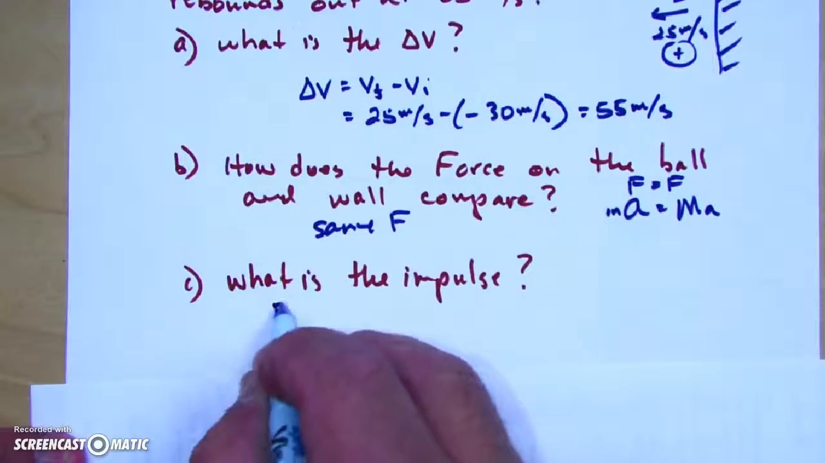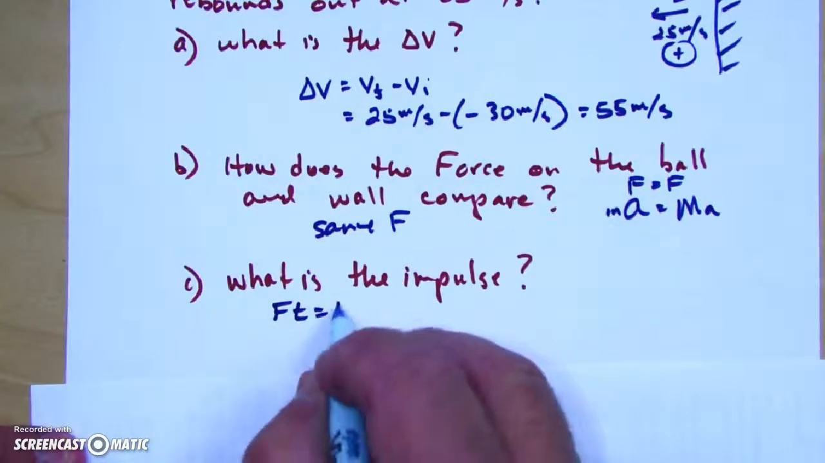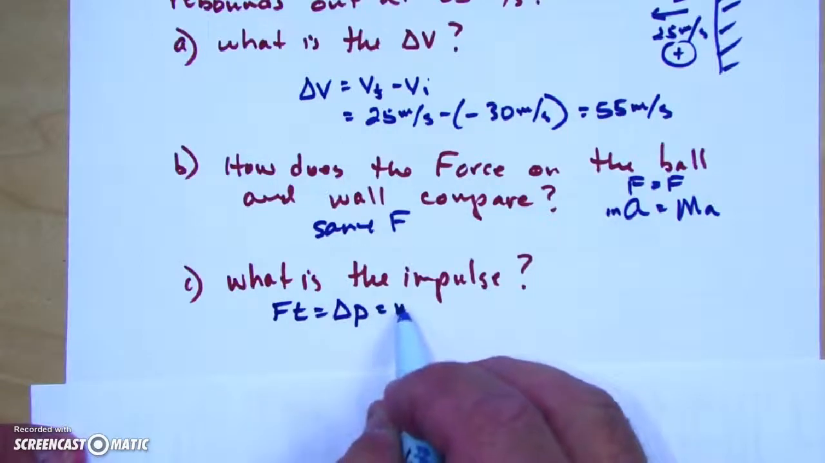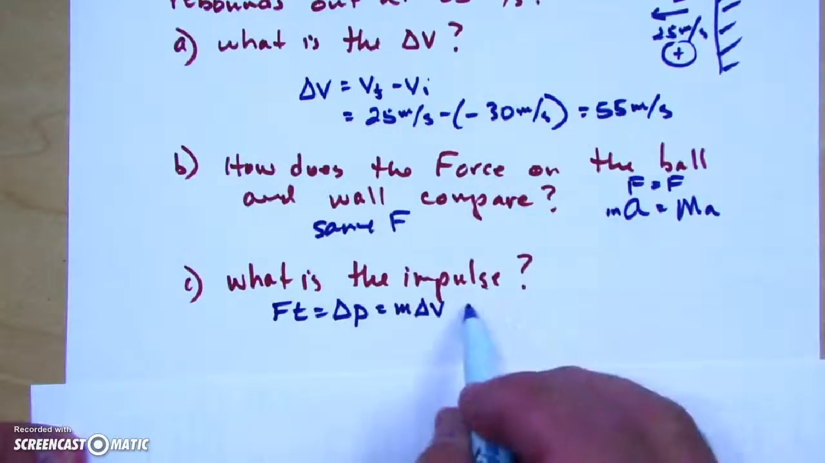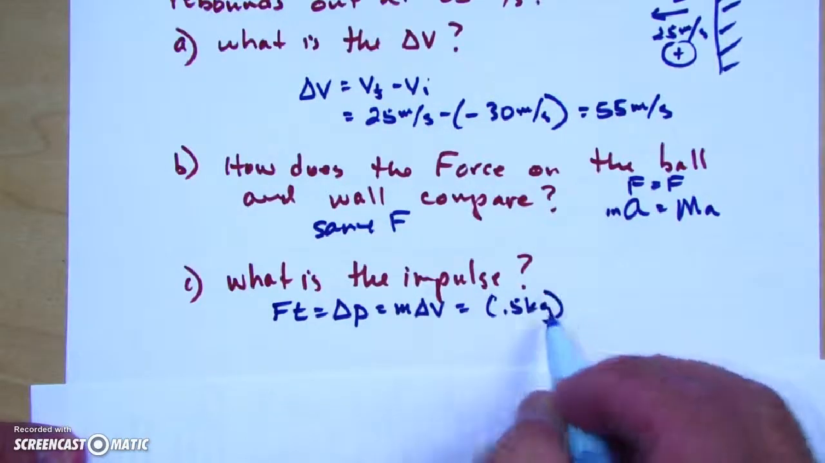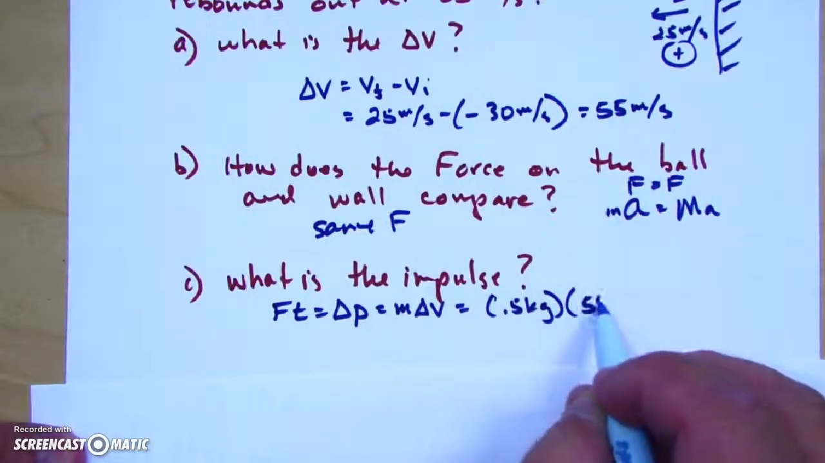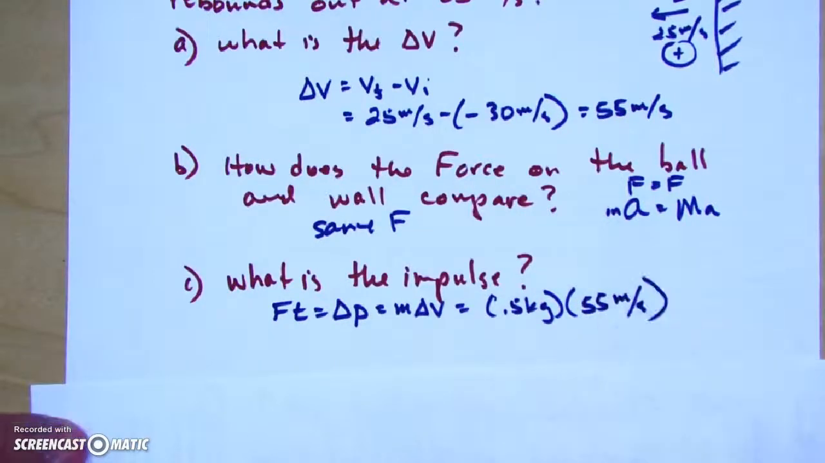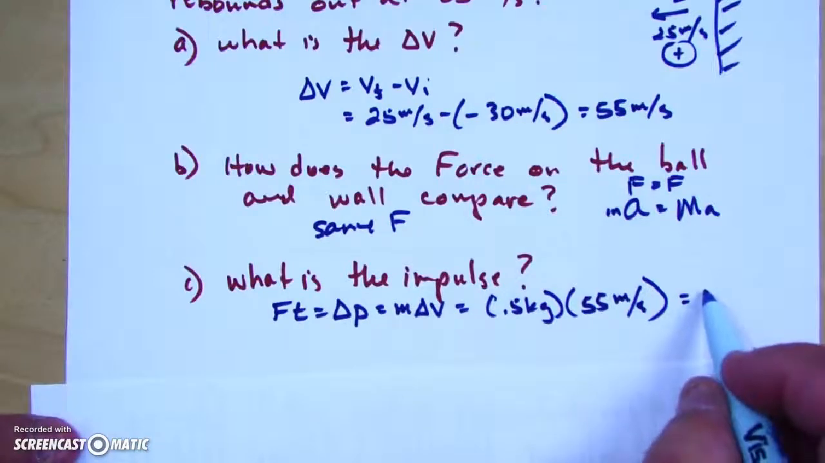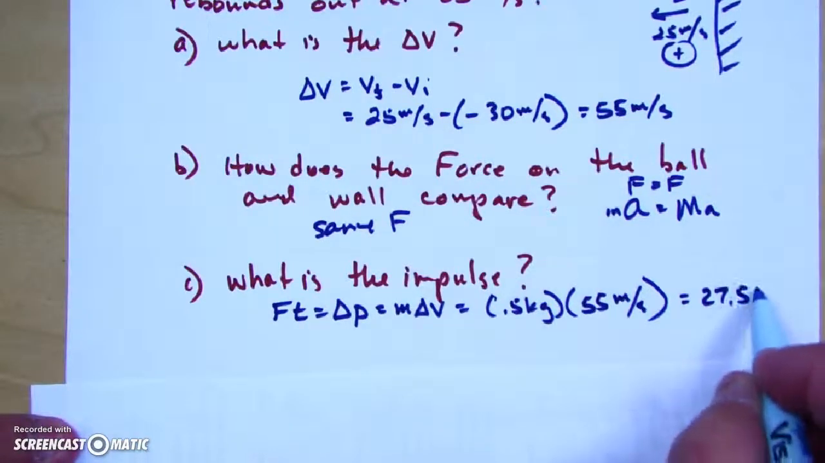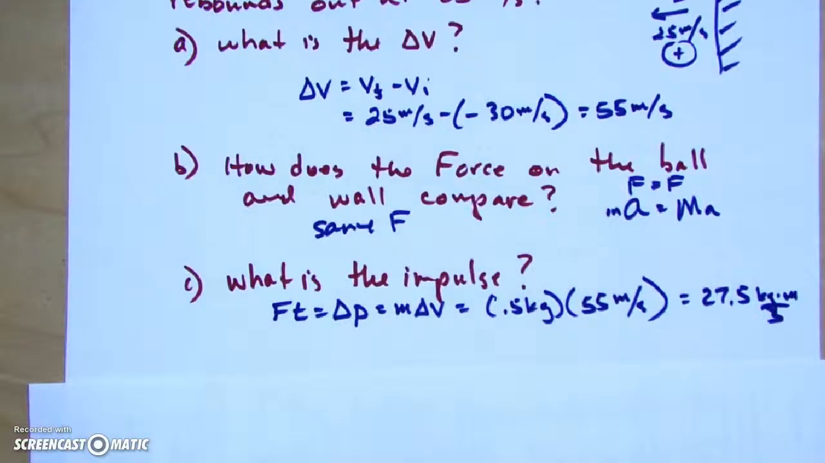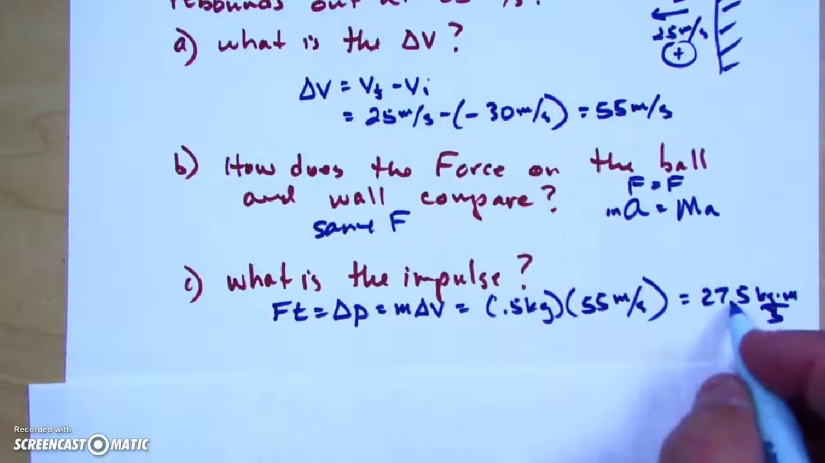Well, impulse is Ft, but Ft is also equal to delta P. And we know that delta P is mass times delta V. So I know that the mass is 0.5 kilograms. I know that delta V is 55 meters per second. So therefore, it's, let me do that in my head, 27.5 kilogram meters per second. So the impulse that's given to that ball is that much.